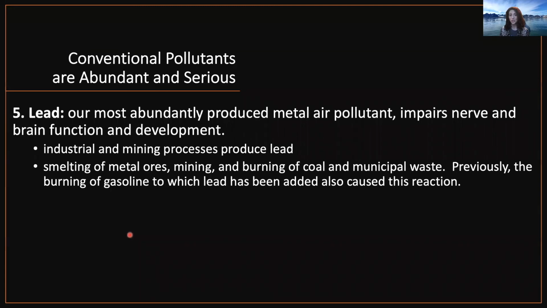So getting back to our list of conventional pollutants, number 5 is lead. Lead is our most abundantly produced metal air pollutant, and it is so important to understand the impact of lead because it impairs nerve and brain functions. It also can interfere with the development of a brain, and it does this by binding to essential enzymes and cellular components and, in effect, disabling those components.